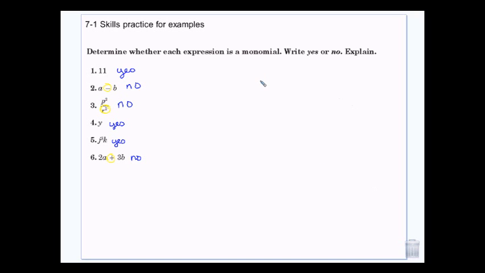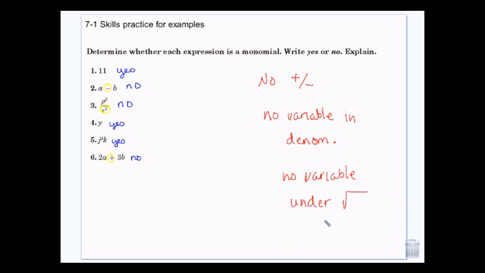So here, I'll write it down again. So no addition or subtraction. No variable in the denominator. And then you can't have a variable under a square root. Okay.